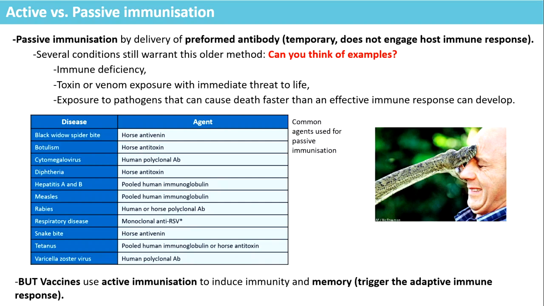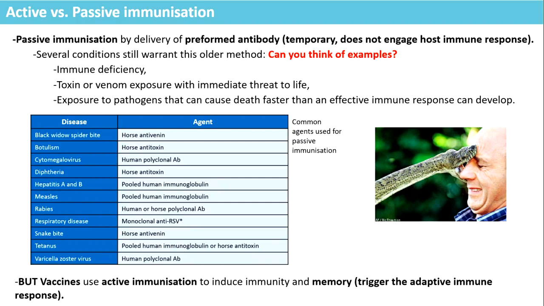This is just an example of some agents that we can use. So we've got horse antivenom, horse antitoxin. This is for spider bites, tetanus as well, varicella zoster, hepatitis A and B. And you can see that quite a few of these are actually derived from horse. This is because horses can mount quite an effective, strong, robust immune response.